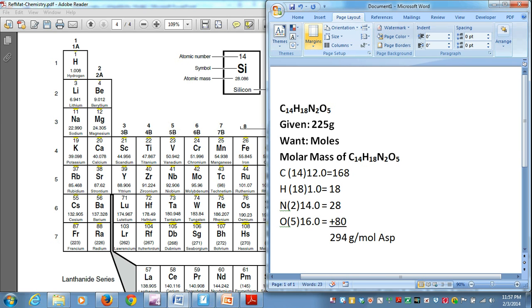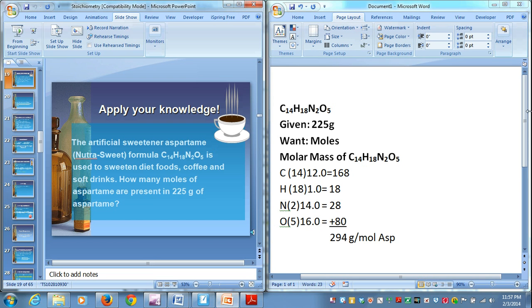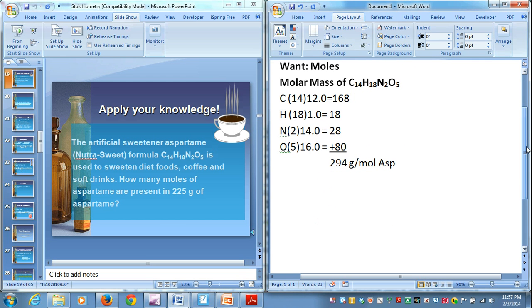So the next thing we have to do is set up our math. So that's our molar mass. That's the first thing you have to do. Then you're going to set up what your given is. Our given in our situation is 225 grams of aspartame.